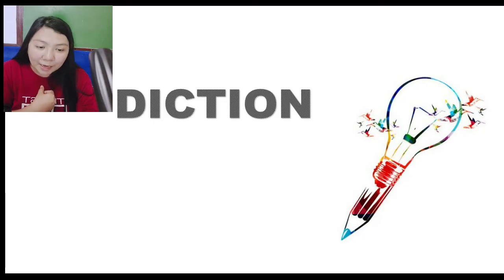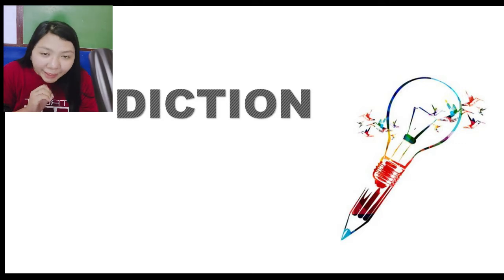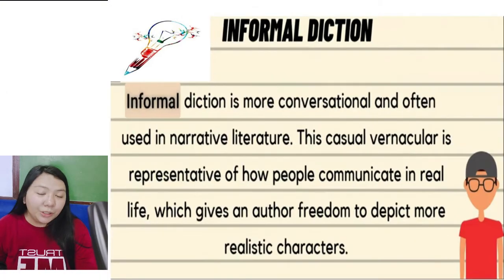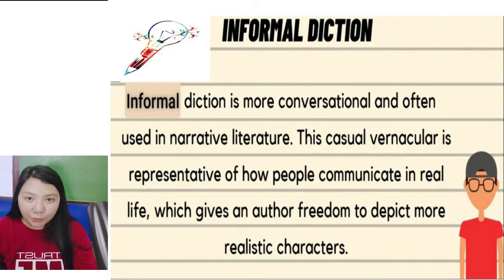So that is an example of formal diction. As you can see, the grammatical structures are all correct. The words are formal. Okay, the spellings are complete. Informal diction is more conversational and often used in narrative literature.